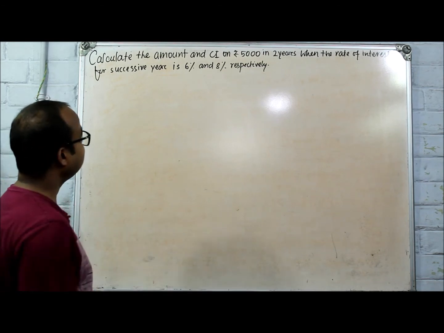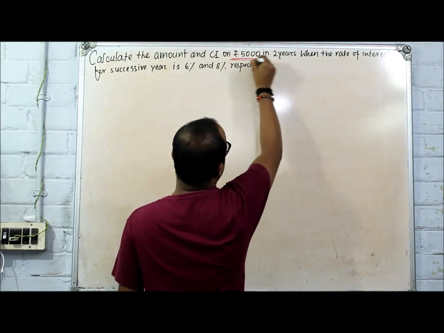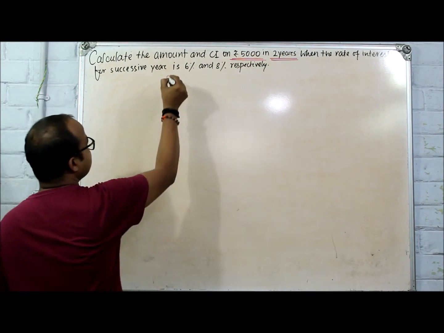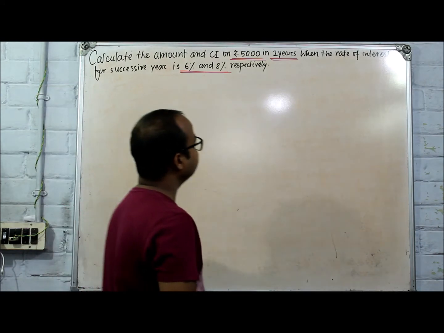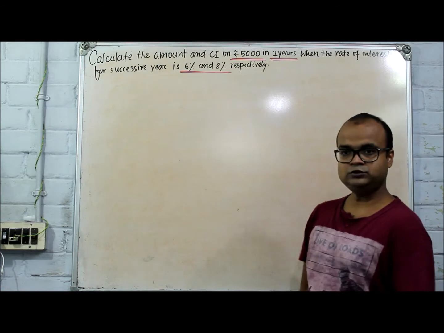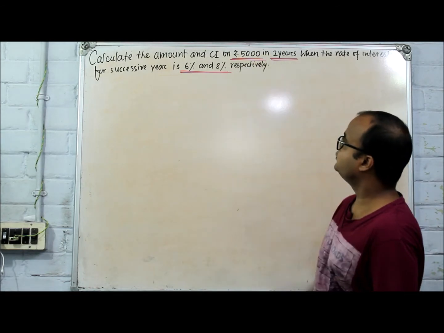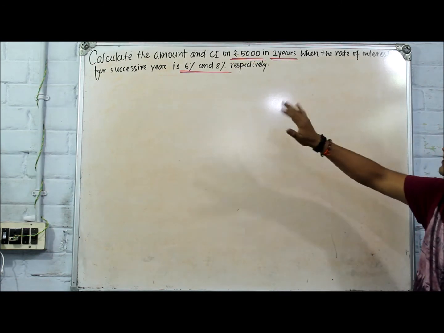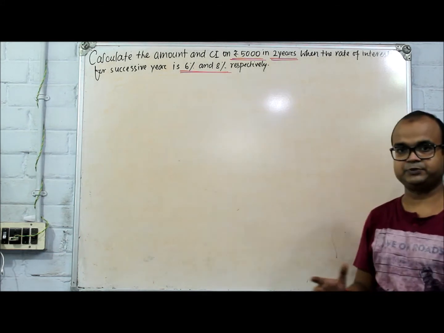Calculate the amount and CI on rupees 5,000 in 2 years, where the rate of interest for successive years is 6% and 8% respectively. We have to calculate the amount and CI if 5,000 rupees is deposited for 2 years when the rate of interest for the first year is 6% and for the second year is 8%.